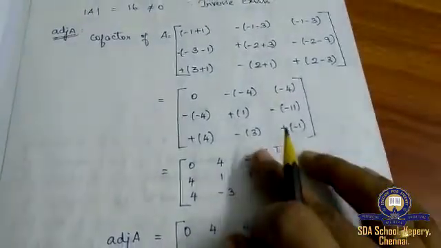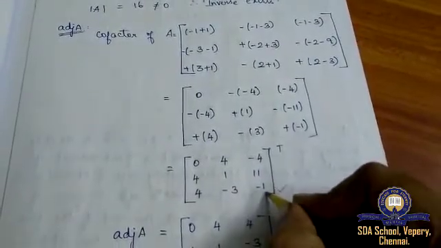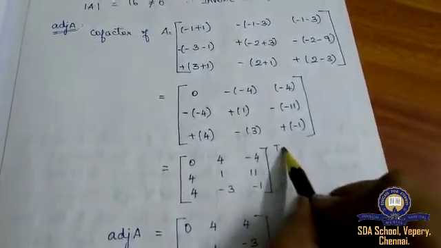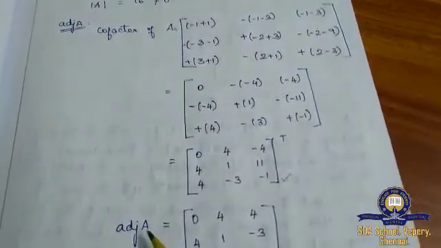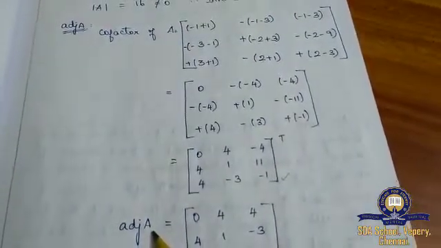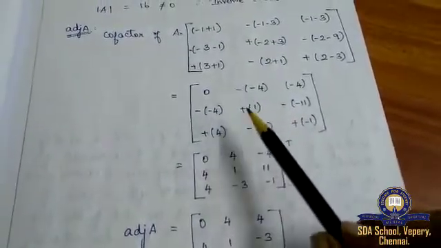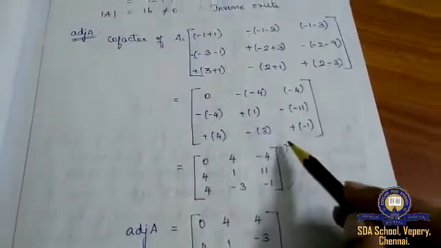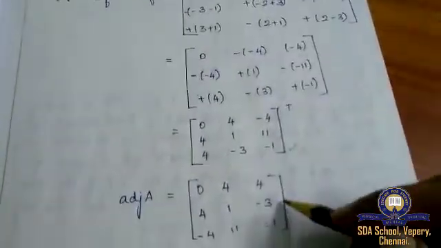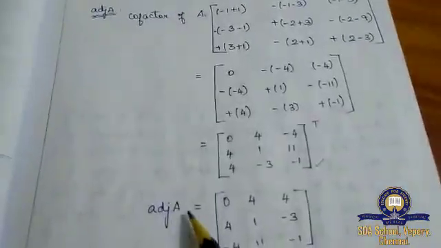Since it is a 3 cross 3 matrix, once you find the value, you have to transpose it. After transposing only will you get your answer. Adjoint of A will be, I'm getting the adjoint of A value. Listen, for a 3 cross 3 matrix, after you get the answer you need to transpose that value. That value gives you the adjoint A value. So after I transpose the value I got the adjoint A value.